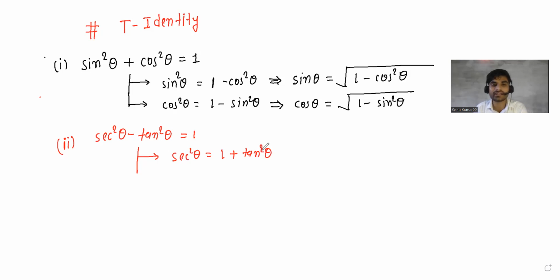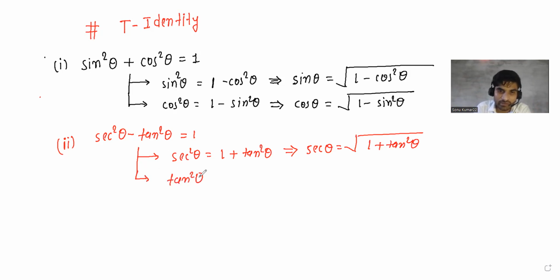How are we getting that 1 plus tan square theta? Sec square theta is on the left side, and minus tan square theta is going to the right side, it will become plus tan square theta. It means 1 already given, 1 plus tan square theta. From here we can get sec theta value is equal to under root 1 plus tan square theta.